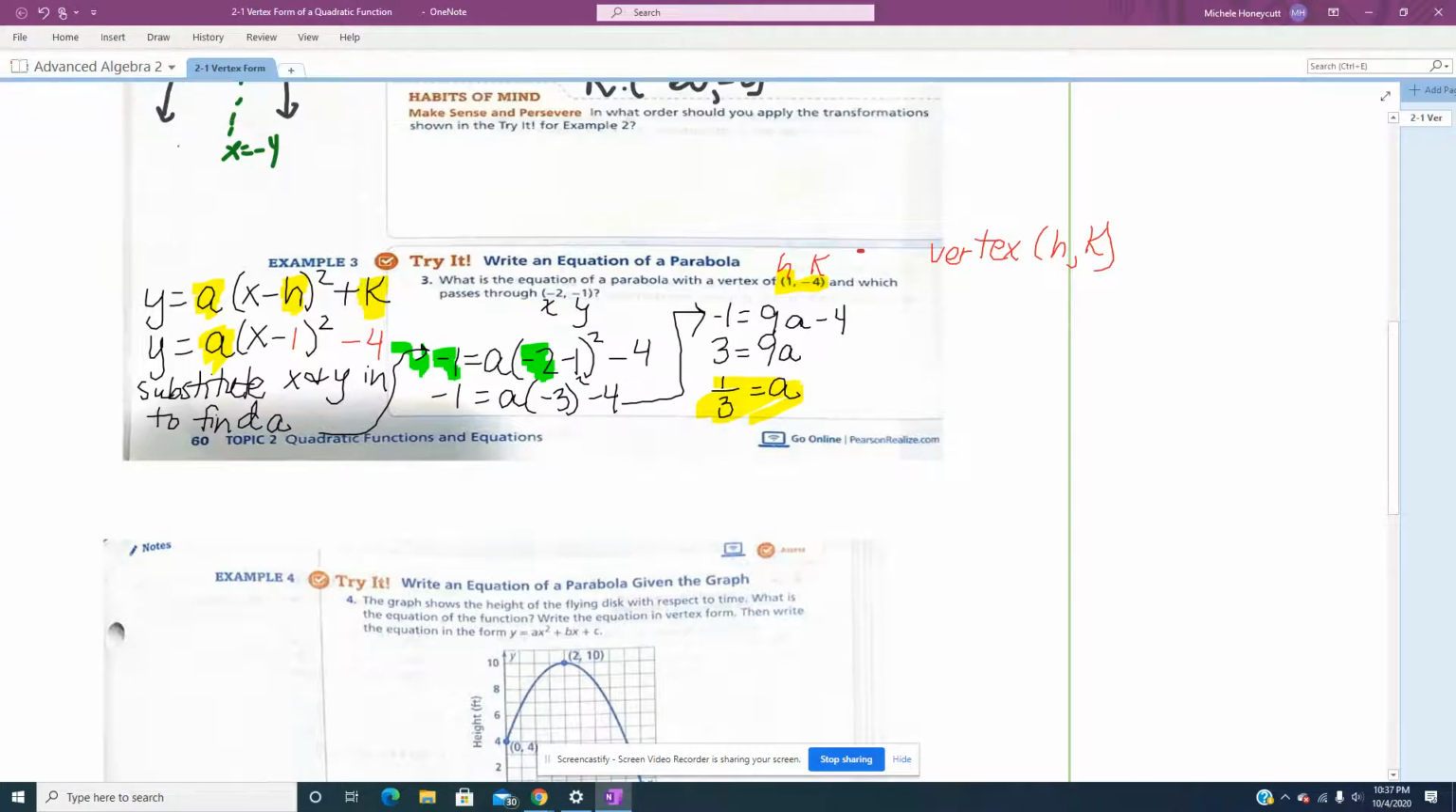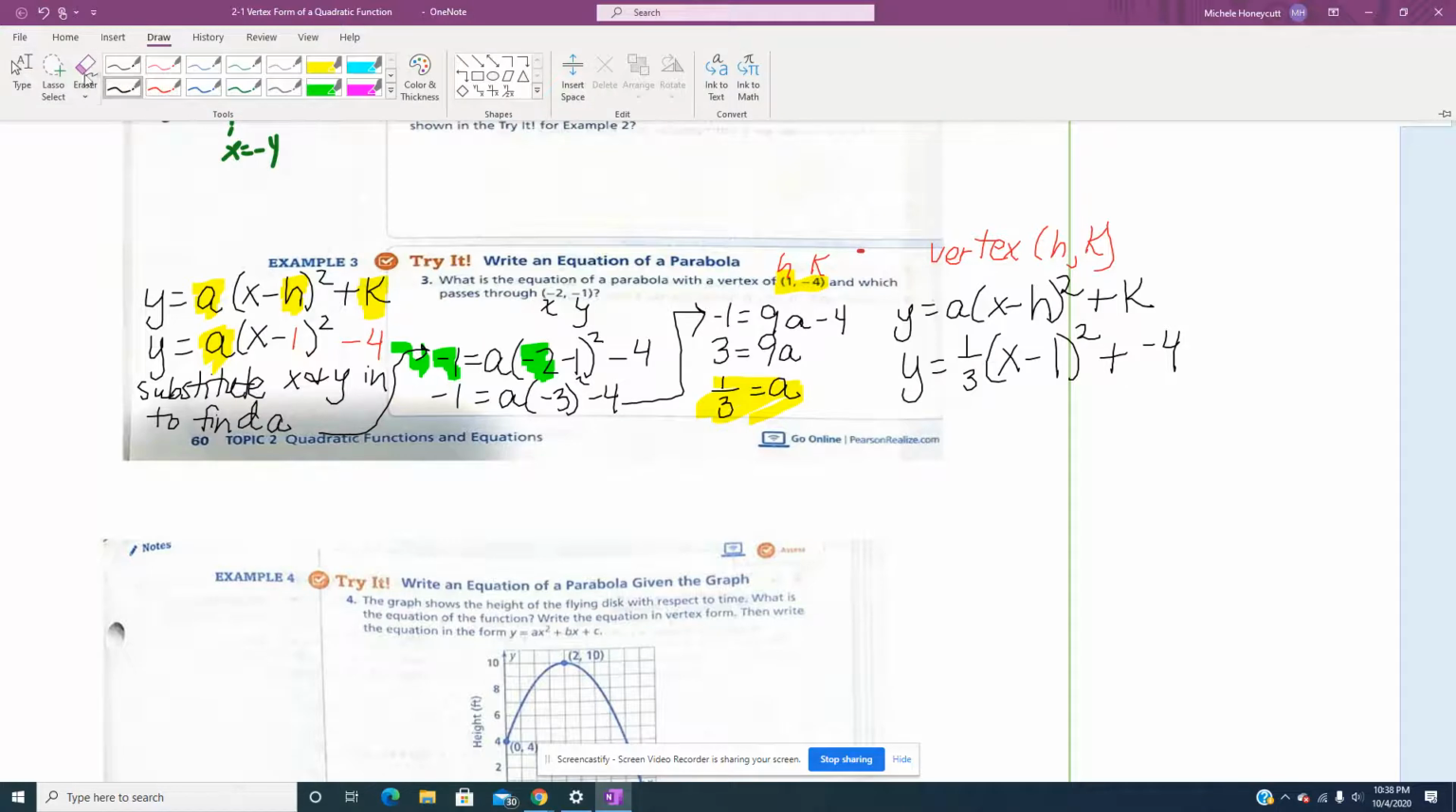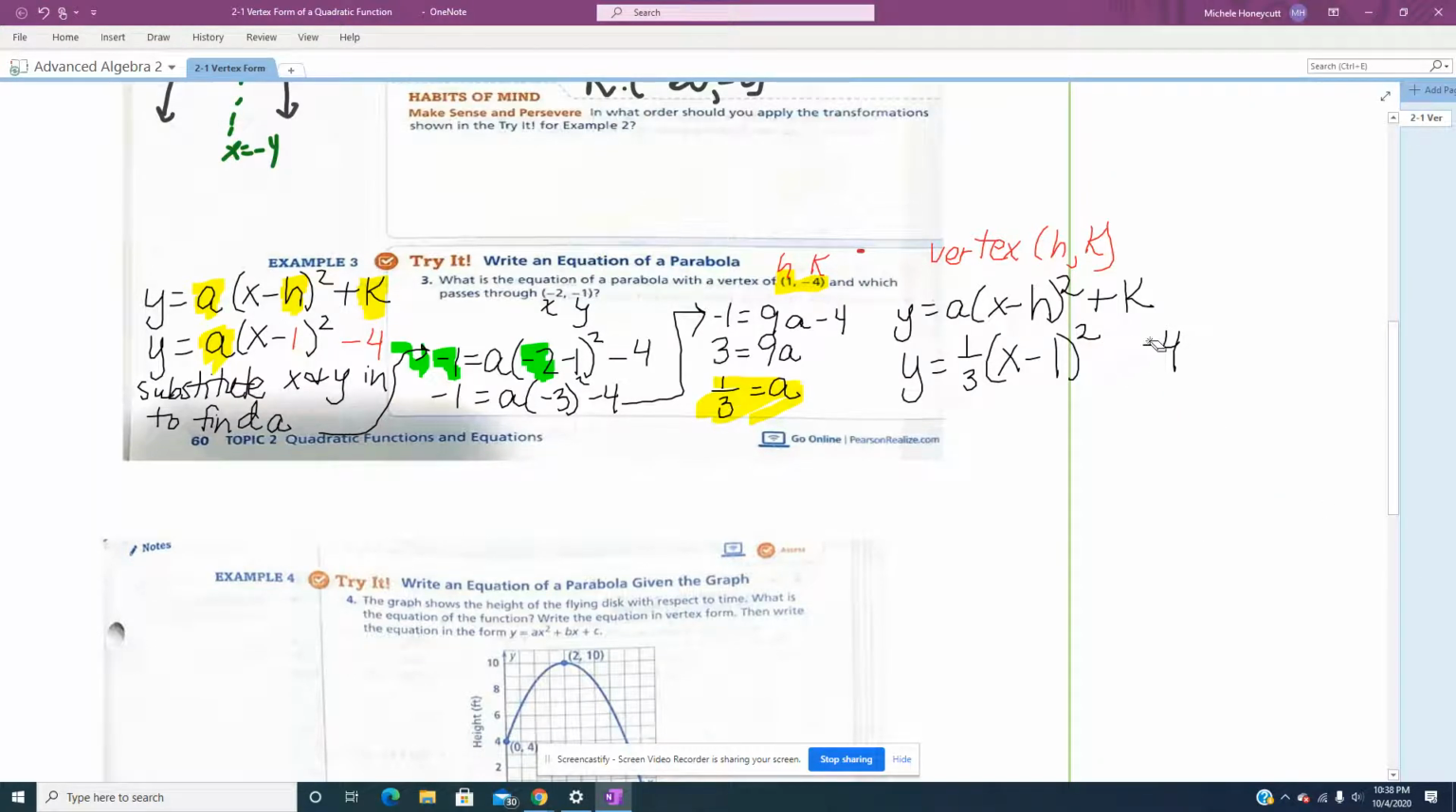So I'm going to take all of that information and substitute it into my vertex form. So again, the vertex form is y equals a times x minus h squared plus k. But I know that the a value is 1/3 now. 1/3, I know h is 1, x minus 1 squared. Don't forget that squared, because otherwise you'll have a linear equation, plus -4. Now that plus -4 is not necessary. We can enter that as just -4. So I'll just leave it as a -4, and that is my equation.